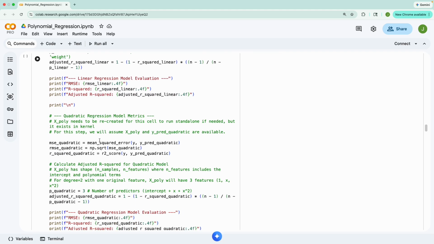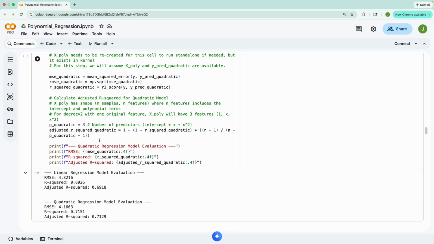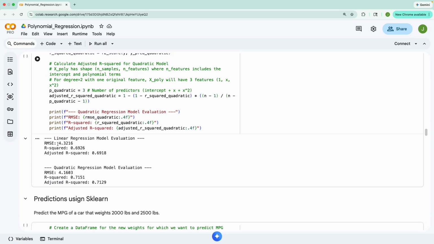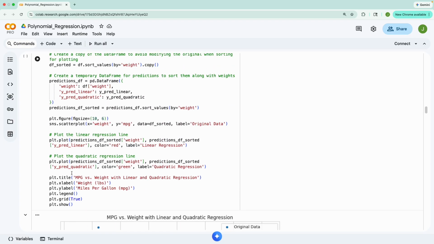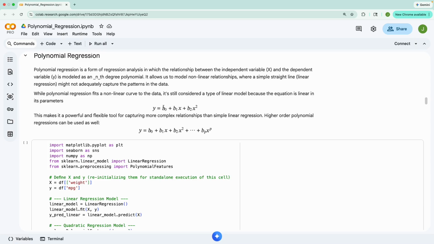Now, we calculate it for each, and for the linear regression model, we'll get an RMSE, root mean square error, of 4.32 versus 4.16 for the quadratic. Now the quadratic comes at an extra expense. The extra expense is that we have to estimate 3 parameters, beta 0, beta 1, and beta 2, whereas for the linear regression line, you just have to estimate 2 parameters.